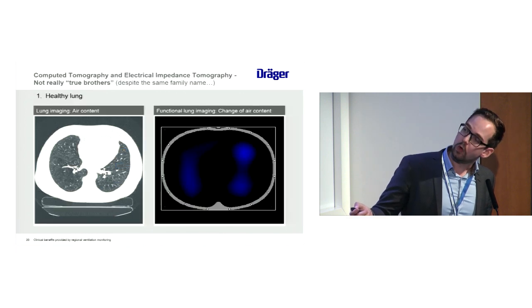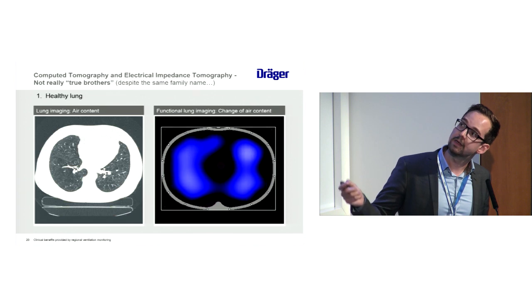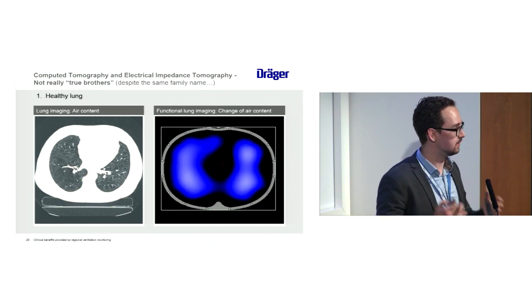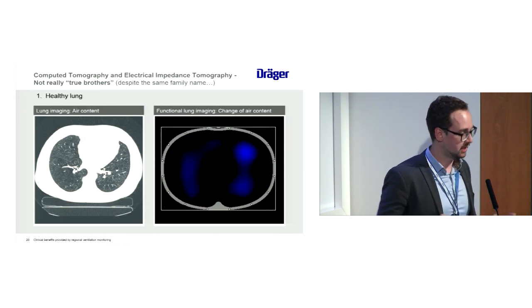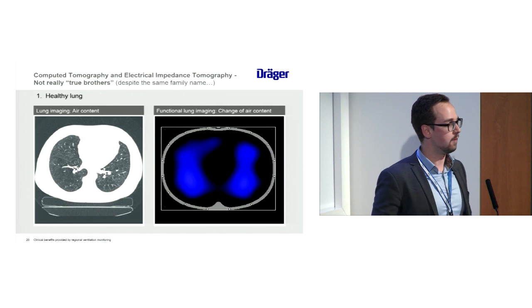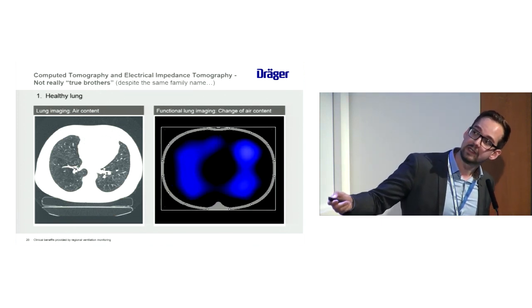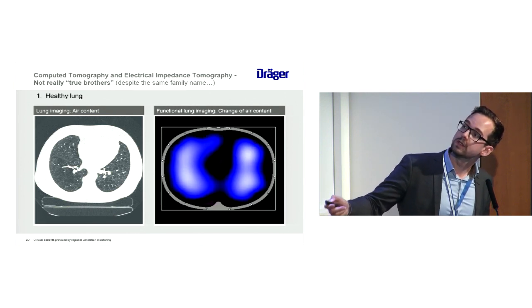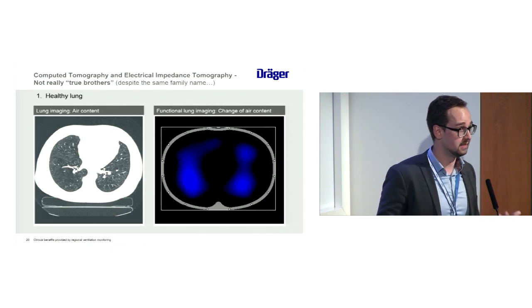So we can see on the left the two big differences between EIT and CT, even though we're looking at the same projection. So we're looking from the feet towards the head, which means the lung on the left is actually the right lung, and vice versa. This is dorsal, this is ventral. This is the same thing. This is what both imaging modalities have in common.